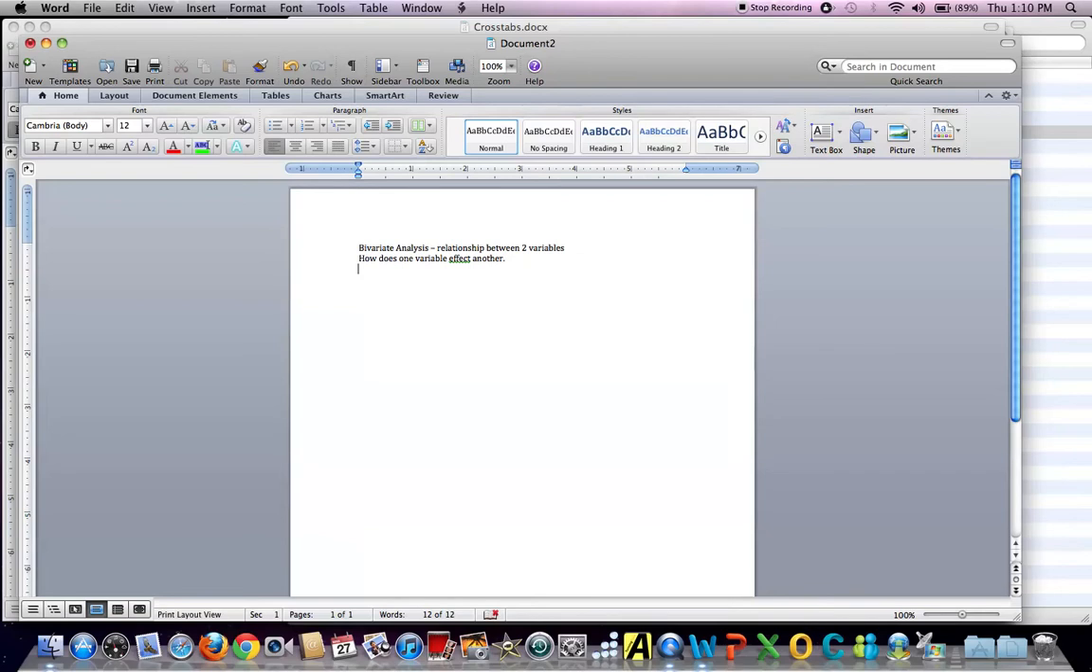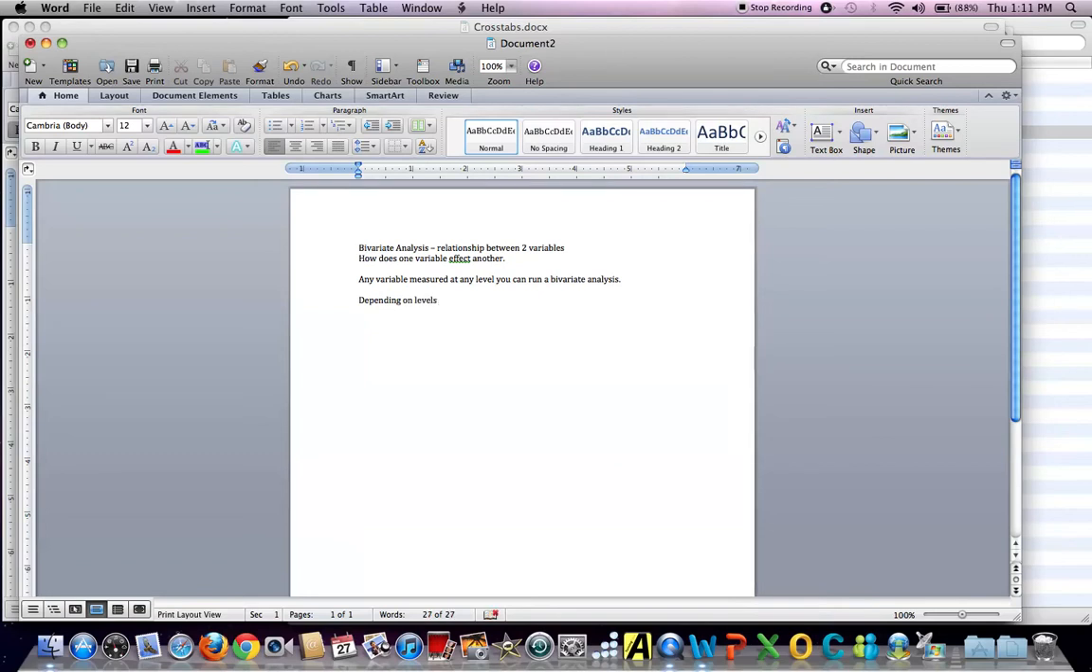There are a couple things you need to understand with a bivariate analysis. You can do a bivariate analysis with any variable measured at any level. So any variable measured at any level, you can run a bivariate analysis. Okay. Depending on what levels of measurement you have, you will run certain analysis.